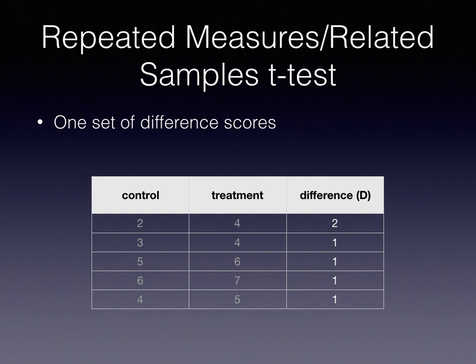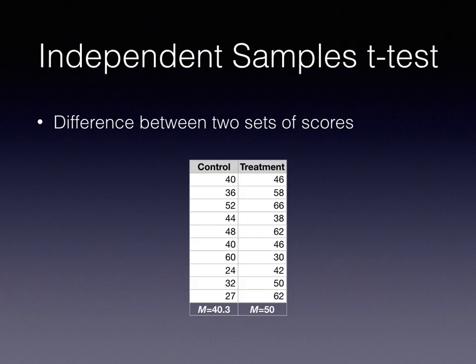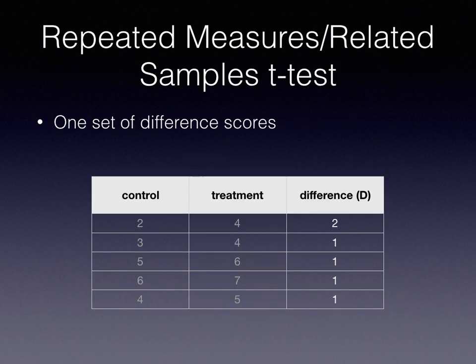Let's go back to our familiar example of the ginkgo. We're going to see if ginkgo improves your memory, comparing it with the placebo. In the independent samples method, we had one group of people taking placebo, one group of people taking ginkgo. A repeated measures version of that study would involve the same number of people, and here we see 5 people, taking ginkgo and also taking the placebo.